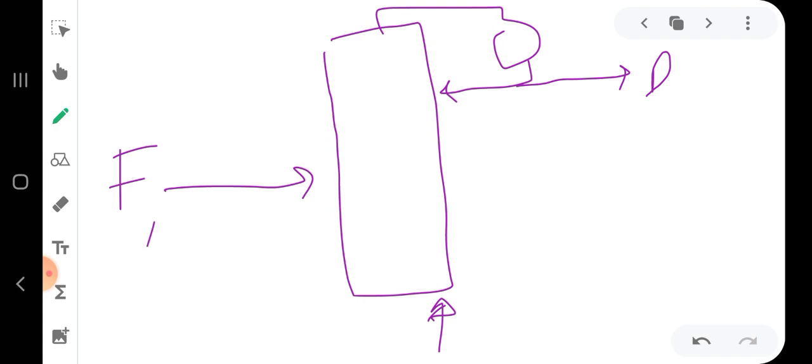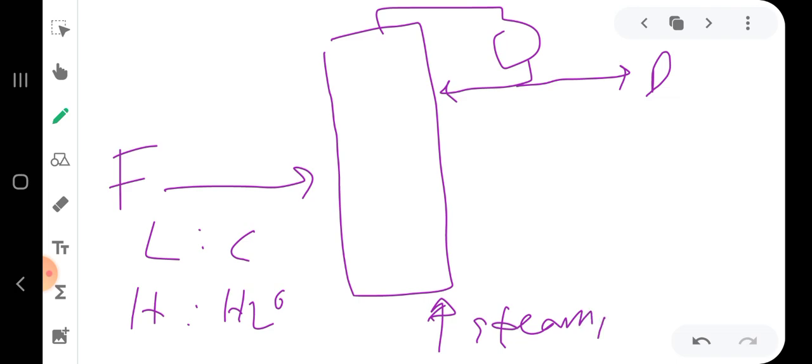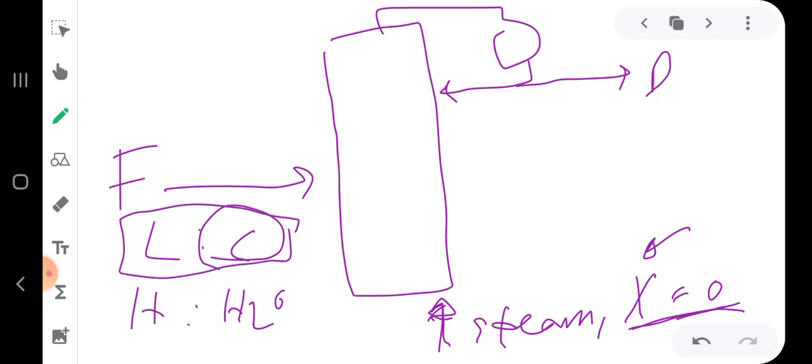So we have the light component as any component, and the heavy component is water, which is H2O, okay? So we are introducing steam here, so the composition of this steam will be zero. Why is it zero? Because when we say a composition, we refer to the light component, okay? So it is any light component, and since it is only steam that we introduce here, the composition will be zero with respect to this light component, okay?